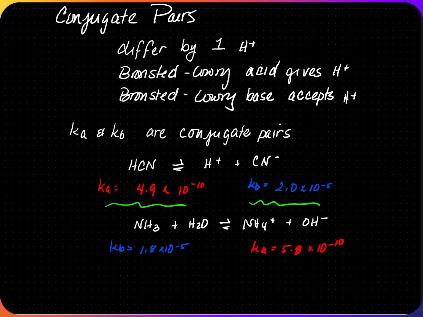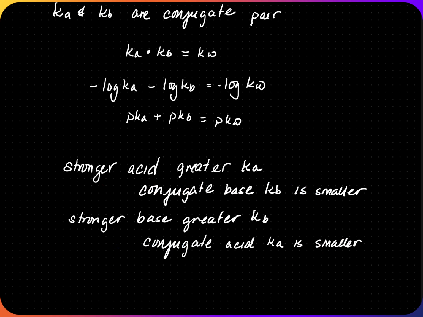In the next example, NH3, ammonia, is a weak base. We react it with water. The conjugate pair for ammonia is NH4+. Based on the numbers here, Kb is much stronger, so NH3 is a stronger base, therefore its conjugate pair is a weaker acid. Since Ka and Kb are conjugate pairs, when we multiply Ka and its Kb, it will equal Kw, 1 times 10 to the negative 14th at room temperature.